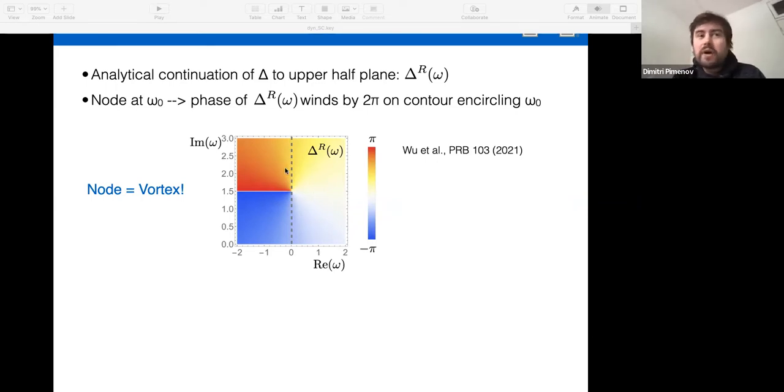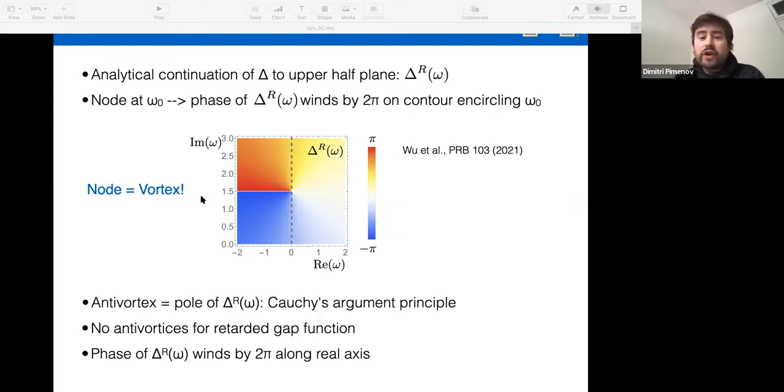This just comes from properties of an analytic function. So a node can be interpreted as a dynamical vortex in the problem. Now the question is, what about antivortices? Are there antivortices? The answer is no, there are no antivortices, because an antivortex would correspond to a pole of the retarded gap function. This is known as Cauchy's argument principle. But by construction, this retarded gap function in the upper half plane does not have any poles.